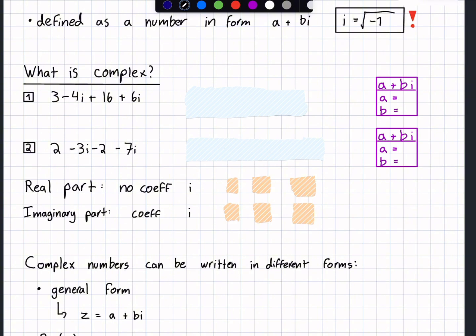So, for our first example, we have 3 minus 4i plus 16 plus 6i. What would the complex number be? If you said 19 plus 2i, with 19 being the real part and 2i being the imaginary part, you are right. So we'll put the a for the real part to be 19 and the b for the imaginary part to be 2.